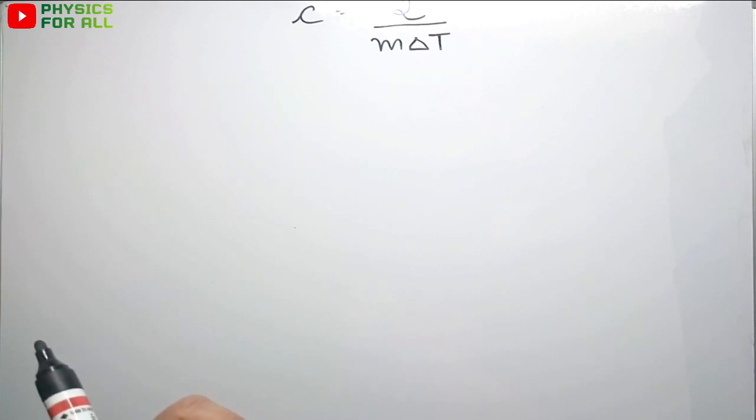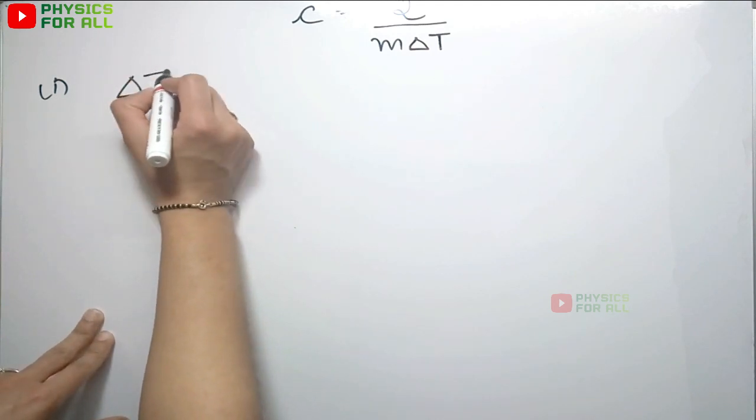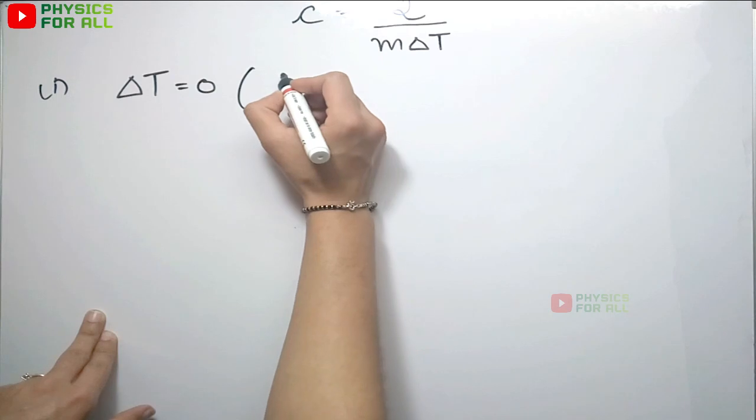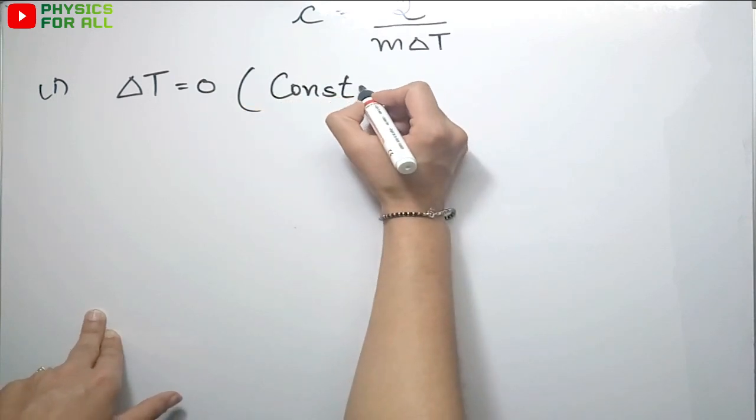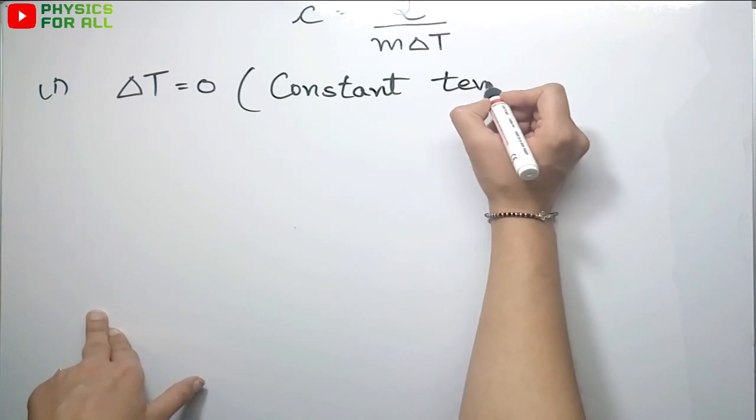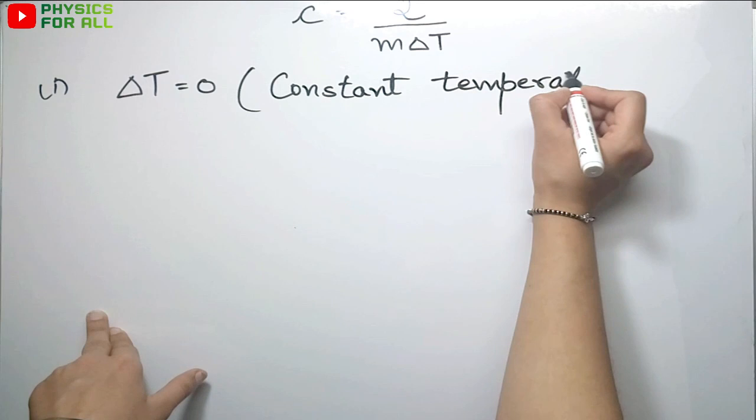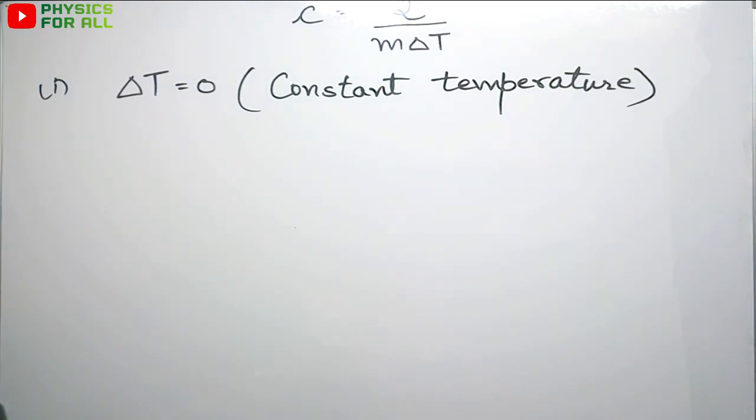So now let's study what the specific heat would be under different conditions. The first condition we have is at constant temperature. If temperature is constant, that means no change is happening in the temperature, so there will not be any difference between final and initial temperature. In that case, our delta T will be zero.